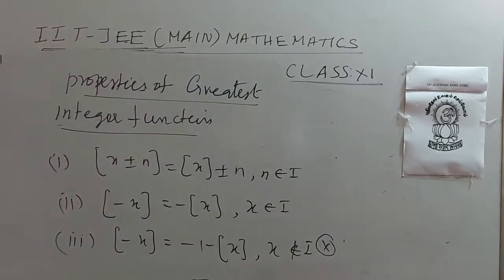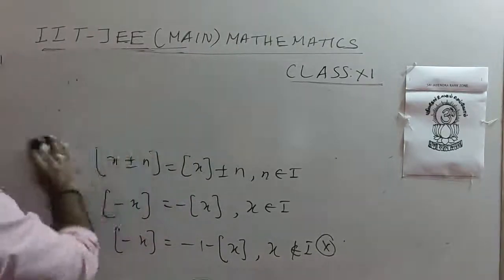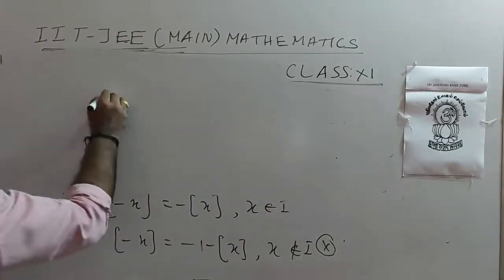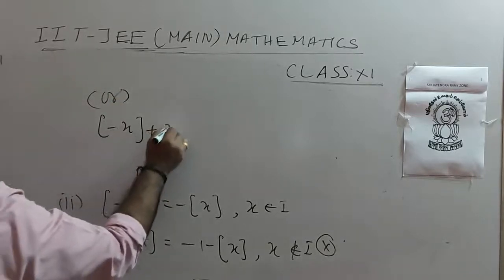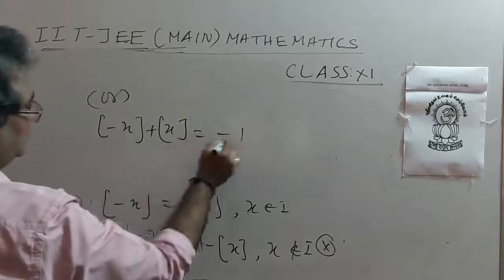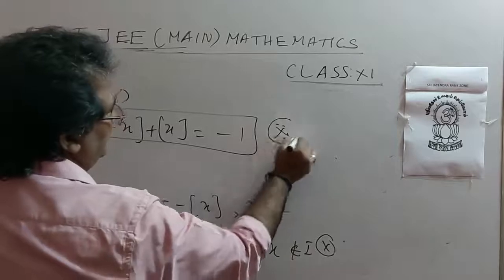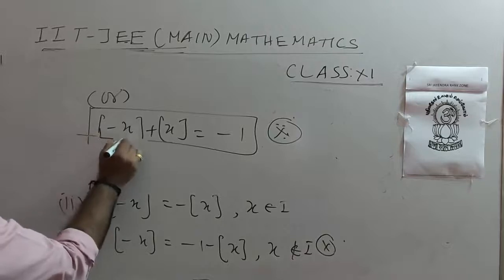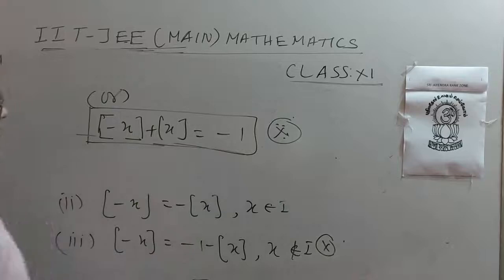Integer function [minus x] equal to minus 1 minus [x], or [minus x] plus [x] equal to minus 1. So, a very, very important concept. Integer part [x] plus integer part [minus x] equal to minus 1.